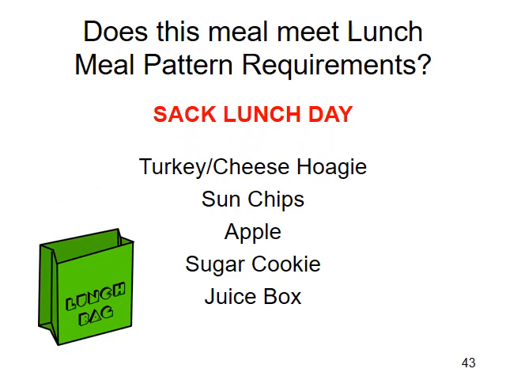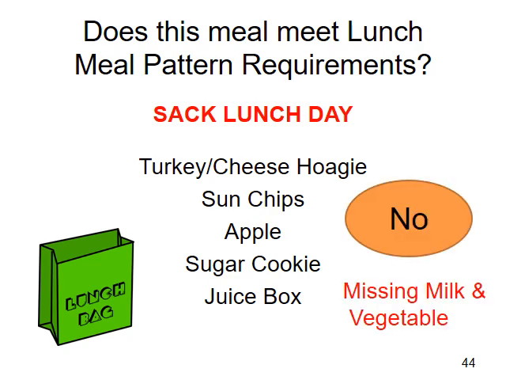This sack lunch contains a turkey cheese hoagie sandwich, sun chips, apple, sugar cookie, and a juice box. Does it contain all the required components? No, we are missing the milk component and the vegetable component. Sun chips are creditable as a grain. Sugar cookie can count towards the grain credit, and there could be a few vegetables on the sandwich, but not enough to meet the 3/4 cup requirement for K through 8 and the 1 cup requirement for 9 through 12.